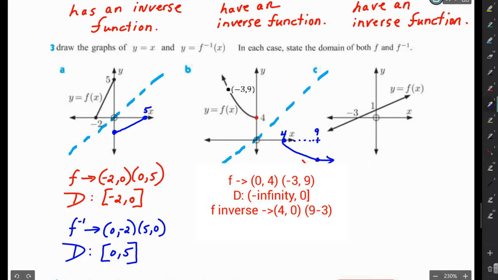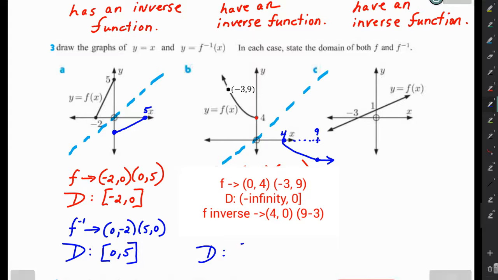Now if we look at the other graph, the inverse graph, we start at 4, including 4, and we go to positive infinity, right? We start here and we're going right. And we have that arrow at the end. That's why we have positive infinity. We have the arrow here. That's why we have negative infinity.